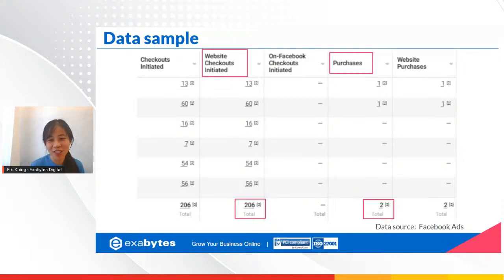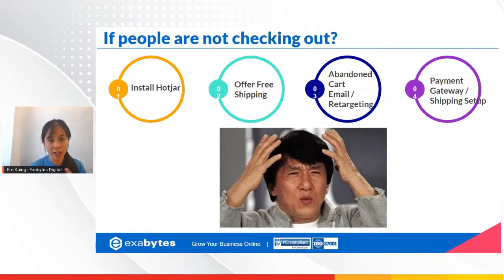Yeah, that's right. This data is actually pretty abnormal, that you have 206 checkouts initiated and only 2 purchases, because this is a conversion rate that I expect to see from landing page view to purchase, but not from trying to pay to purchase. So that means I will need to investigate why the data looks so abnormal. There are a few ways you can investigate further when you see data like this. First of all, you can install Hotjar. I will share a little bit more on this business insight tool.